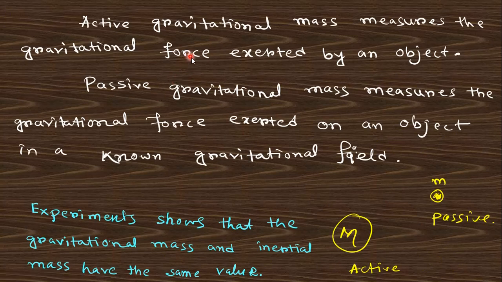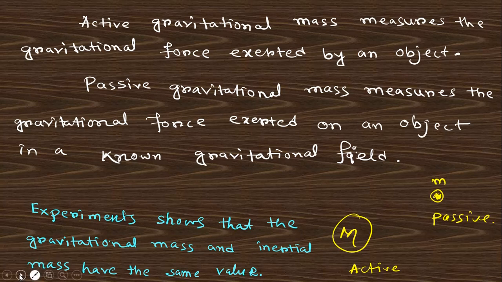This gravitational mass is of two types: active gravitational mass and passive gravitational mass. Active gravitational mass is that for which a field is generated, and passive mass is that which is placed in the field of another body. This is called the passive gravitational mass, and this is called the active gravitational mass. Experimentally we can see that the gravitational mass and the inertial mass have the same value. So we can say their values are the same, so there is no difference, but with some basic definitions there is a difference between inertial mass and gravitational mass, but the magnitude is the same.